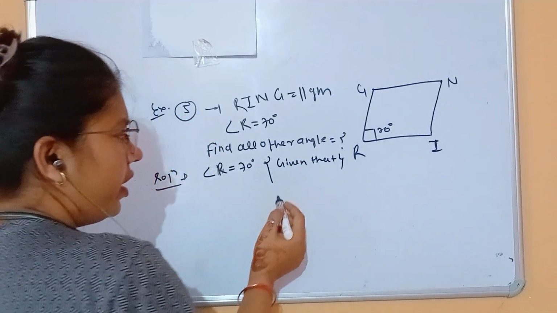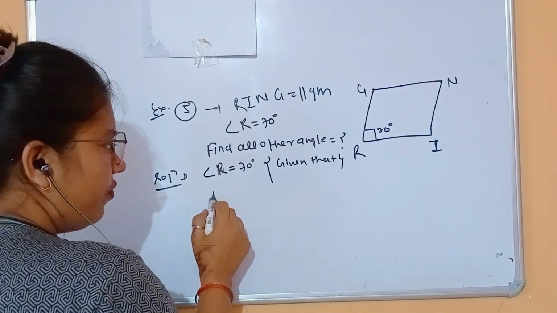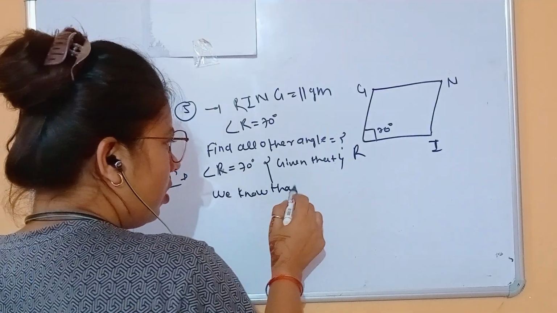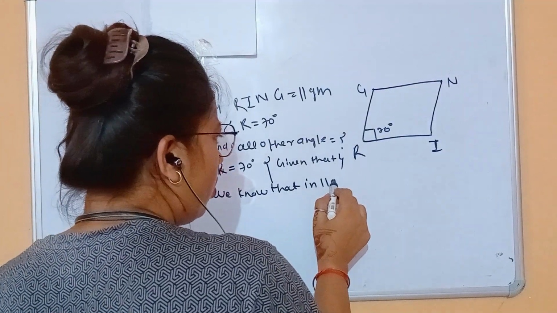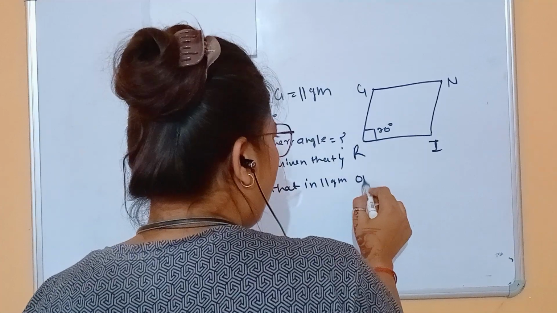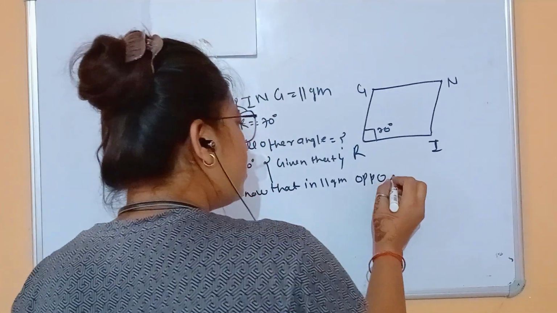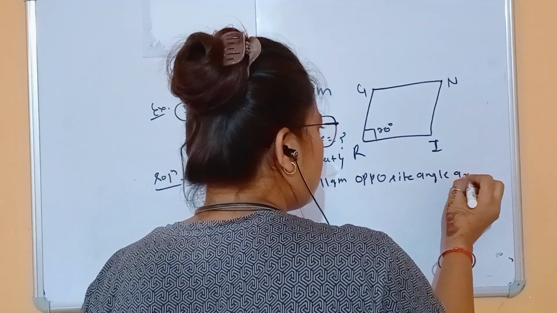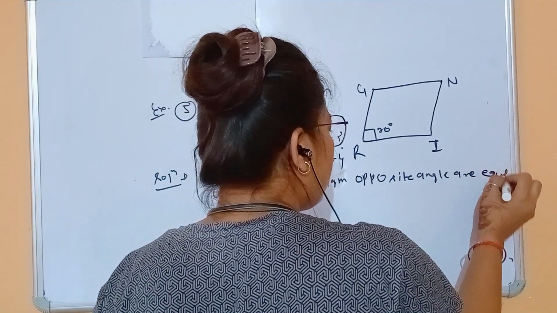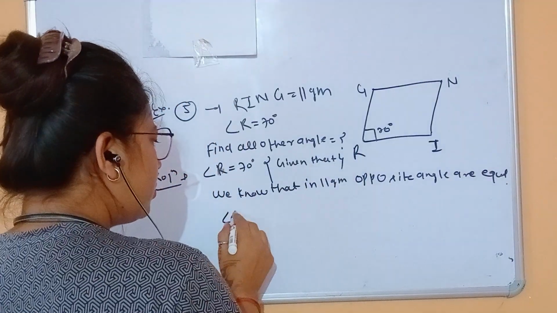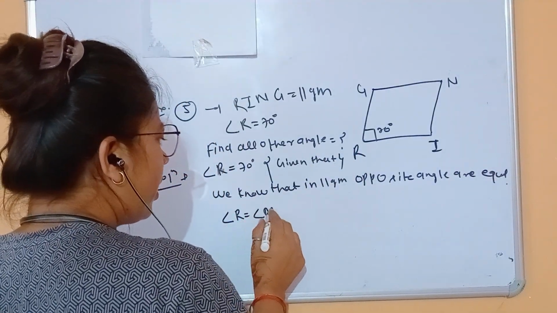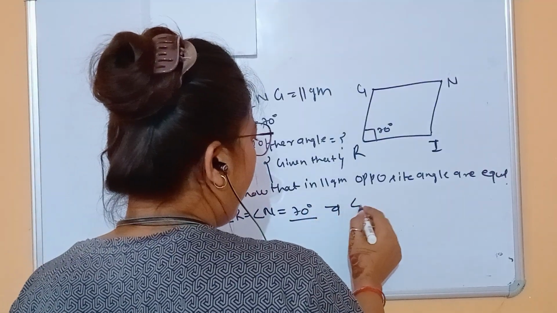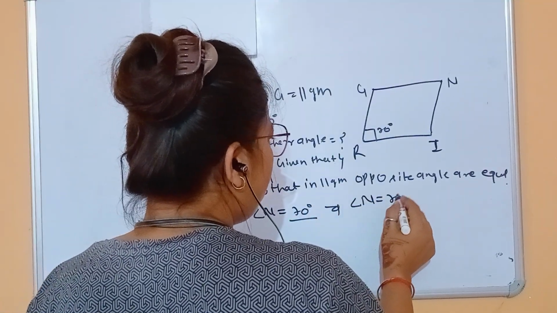Here you can write one sentence also: we know that in a parallelogram opposite angles are equal. So angle R is equal to angle N. So angle N is also 70 degrees. So from where do we find angle N? Angle N is equal to 70 degrees.